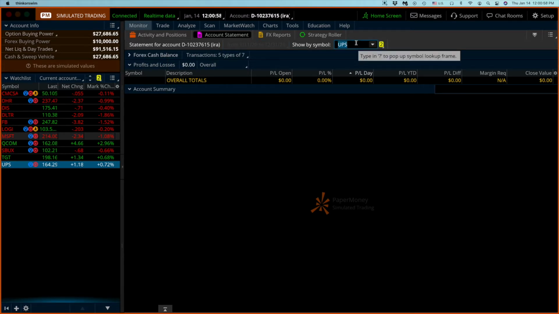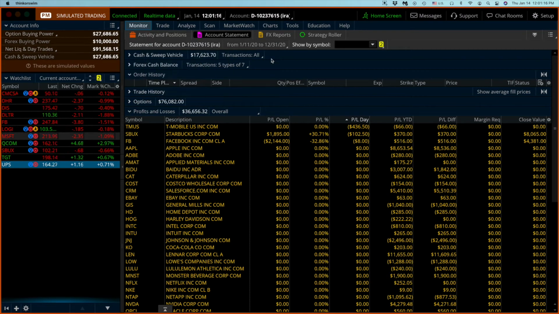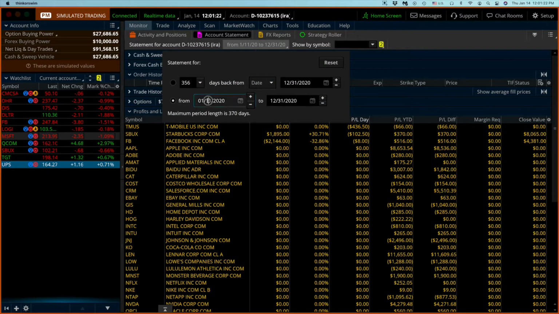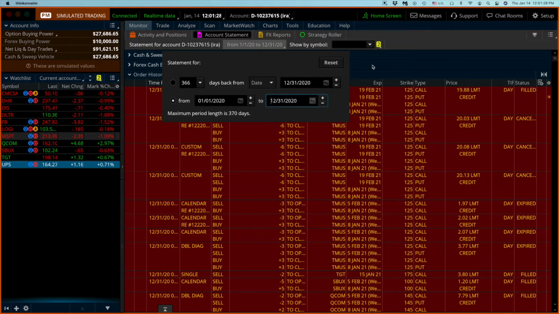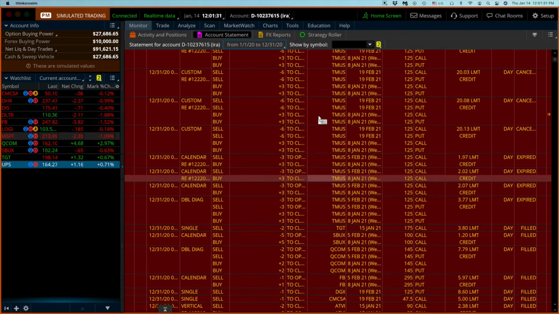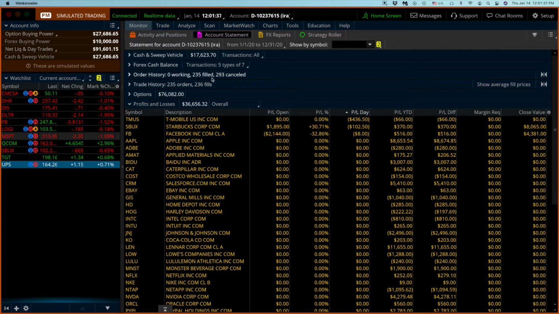Make sure that there are no symbols there. Make sure that we got this right. Monitor tab. There we go. Account statement. Then click on the dates and you can arrange. Let's say 1/1/2020 to 12/31/2020. And that gives you all the trades that I have made. If you don't put any symbols, let's move that out of the way. We can do that some other time. What I wanted to show you is the results.